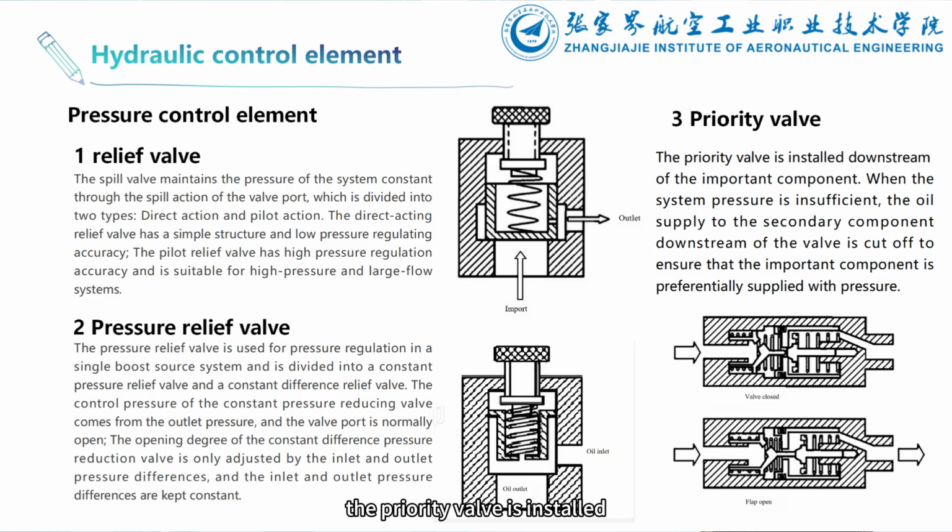The priority valve is installed upstream of the important component. When the system pressure is insufficient, the oil supply to the secondary component downstream of the valve is cut off to ensure that the important component is preferentially supplied with pressure.